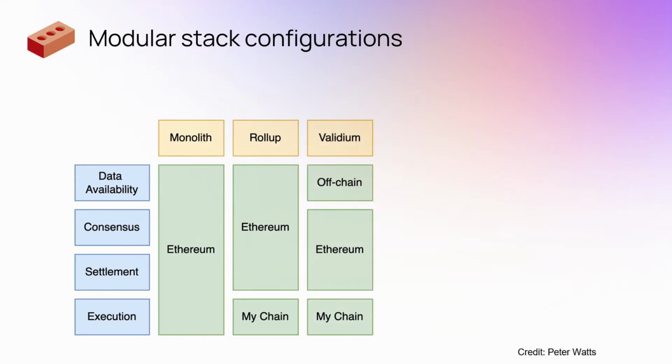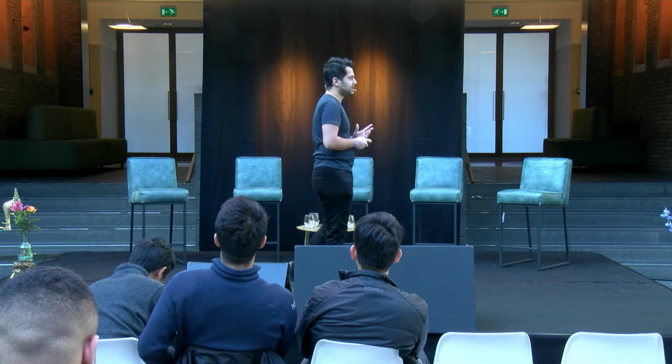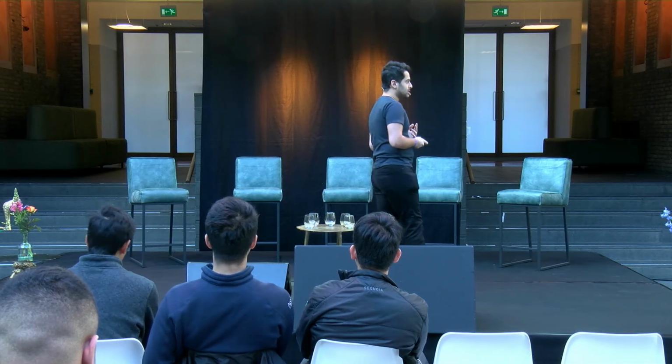And then you have validiums. And validiums are basically rollups, but they do not have on-chain data availability, or they do not use the same layer one as the settlement or consensus for data availability, and therefore they are not rollups, but more like sidechains or validiums, as they're termed. So this is the kind of modular design in the Ethereum space that has been discussed so far. But then there's also a more Celestia-centric modular design or configurations of the stack.